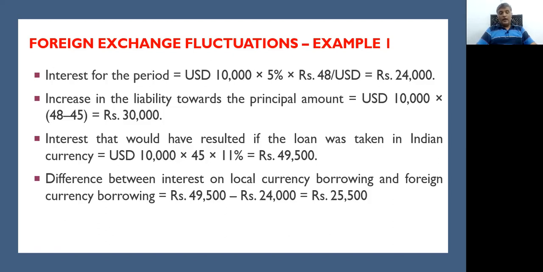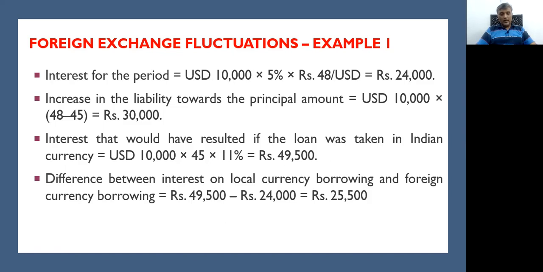10,000 into 45, you would have paid 11% interest, which is 49,500. Right? Just compare it. So the first step is interest on the foreign currency loan: $10,000 at 5% interest, and at the end of the year you pay that interest, which is 48 rupees. So you would have incurred 24,000 as interest.